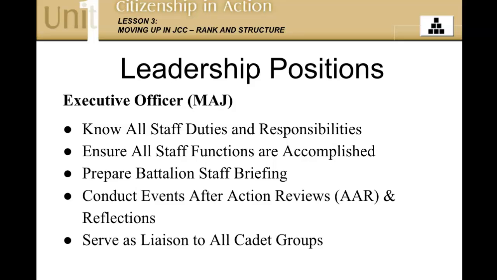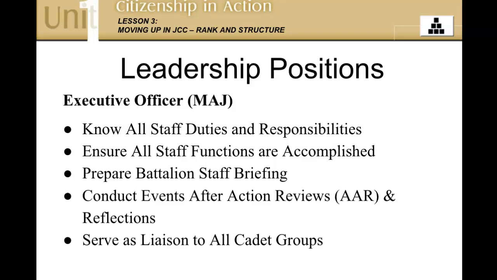Now, the executive officer would be the second person in charge, right? And that's going to be held by a cadet major. They're going to know all staff duties and responsibilities. They're going to ensure that all staff functions are accomplished. They're going to prepare the battalion staff briefing. They're going to conduct the after-action reviews or AARs for any events that are done and any reflections that are going to occur. And then they're going to serve as a liaison to all cadet groups.